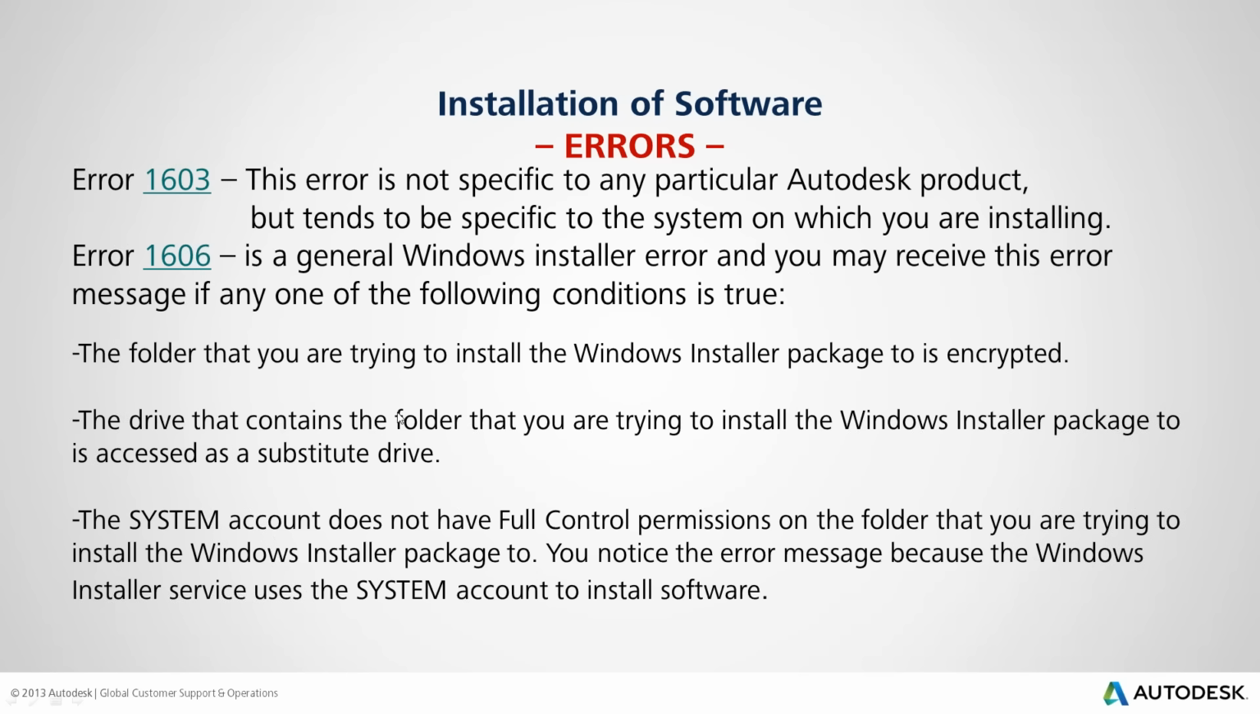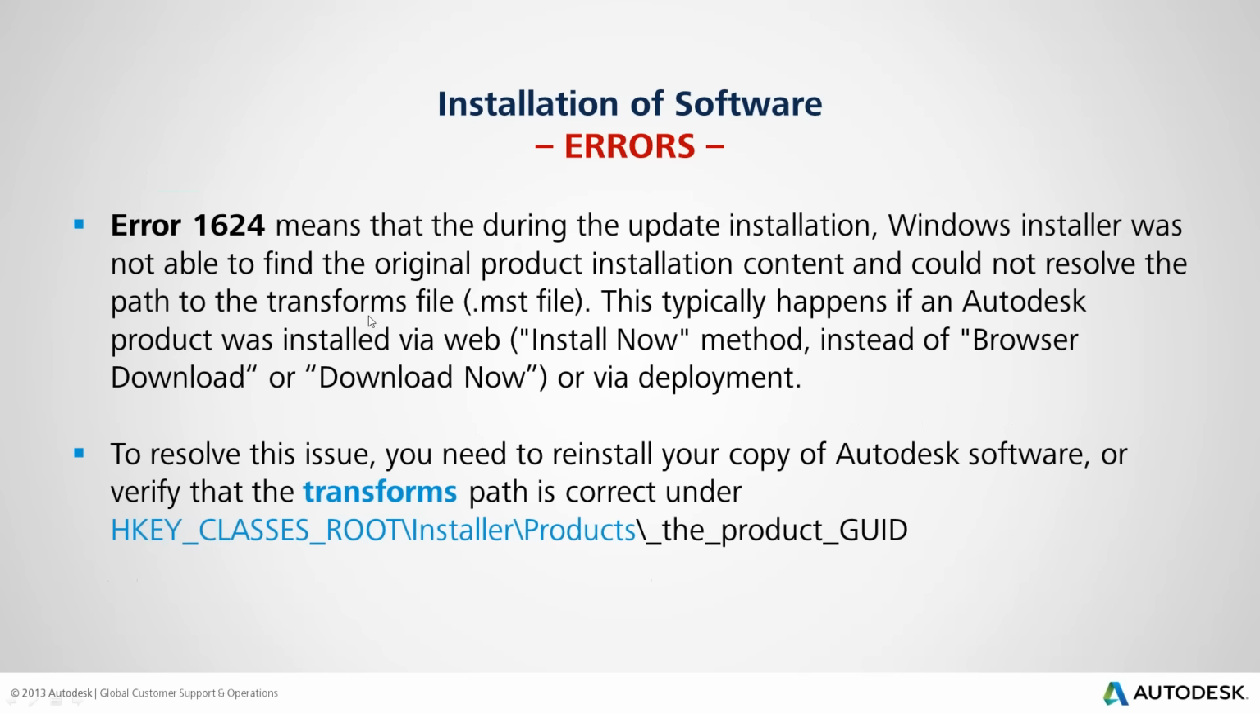Here are our other error messages. Especially this one is very common with the service packs. 1624, that means you couldn't find the original MST files, and that is more likely because you used the install now browser option instead of the browser download, and that's what I was referring to earlier. If you use that method, you have to re-download the software, extract it, and then you'll be able to run the service pack installation.